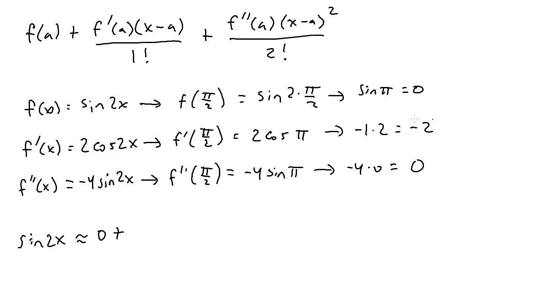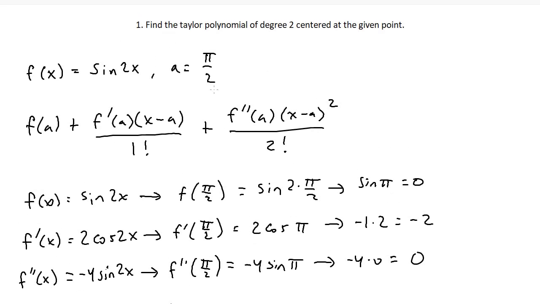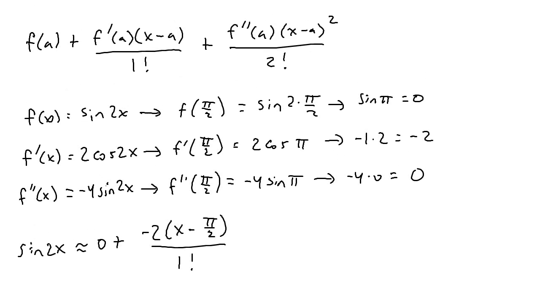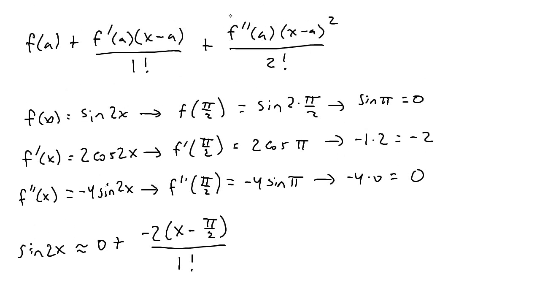F prime of a, remember, we got is -2. So we'll do -2 times x minus a. So x minus our center point. Our center point is once again pi over 2, over 1 factorial, plus f double prime of a, f double prime is 0, times x minus a, which is pi over 2, obviously, squared over 2 factorial.